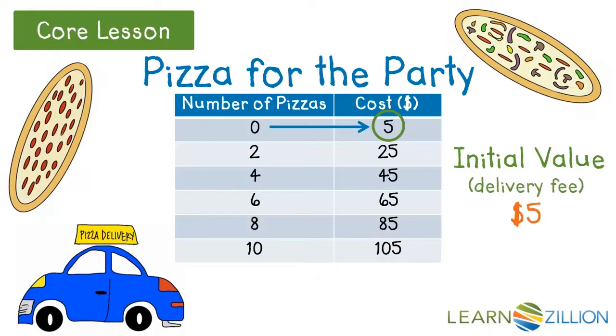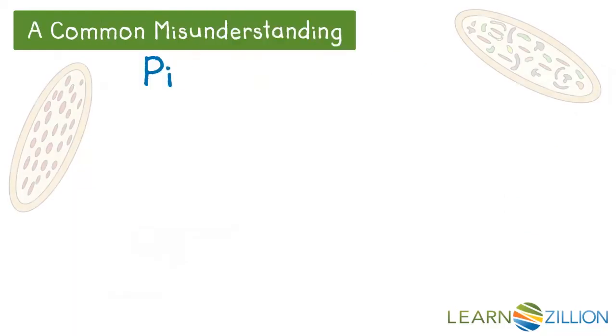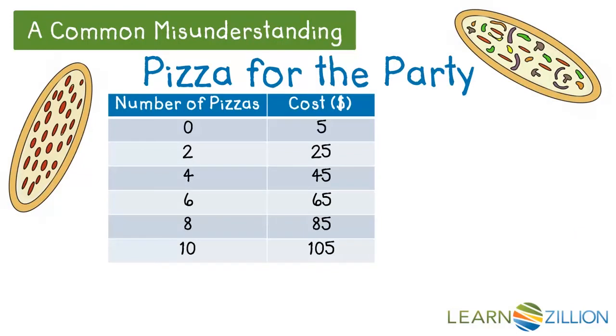What would the rate of change mean in this situation? It means the cost per pizza. So how much do pizzas cost? You can see that a pattern goes up by 20.